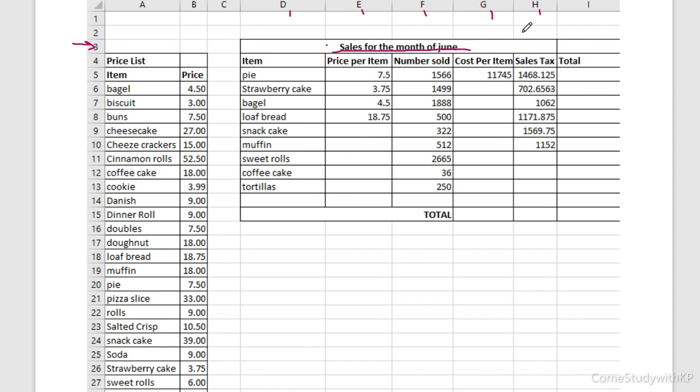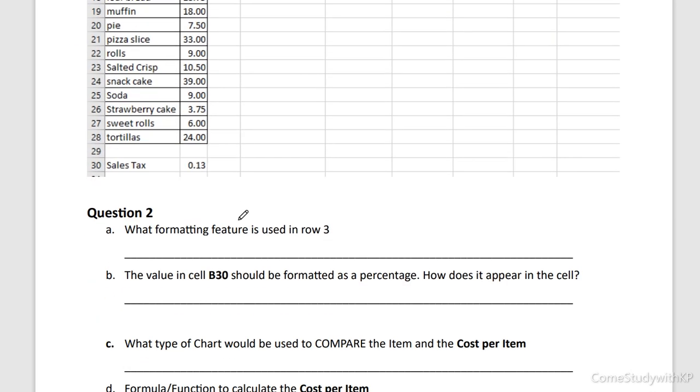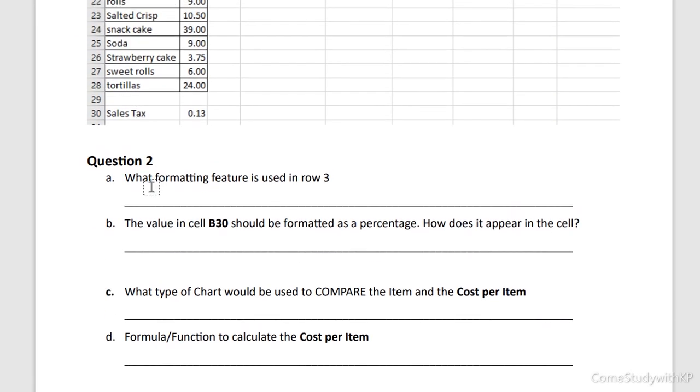Merge. So you see the cells are merged. You also notice that the label here is centered and it's bold. So I would put merge and center and also bold. That would be the formatting feature that is used in row 3.